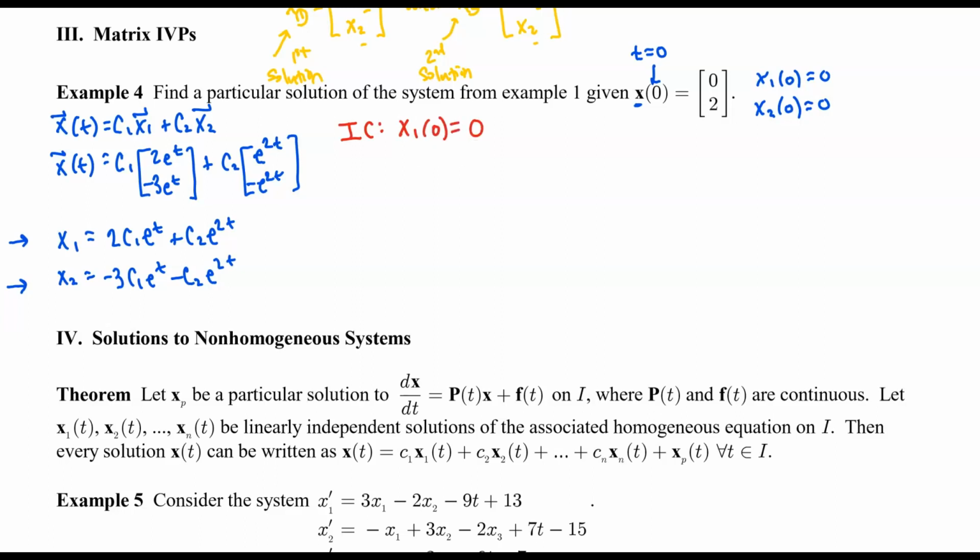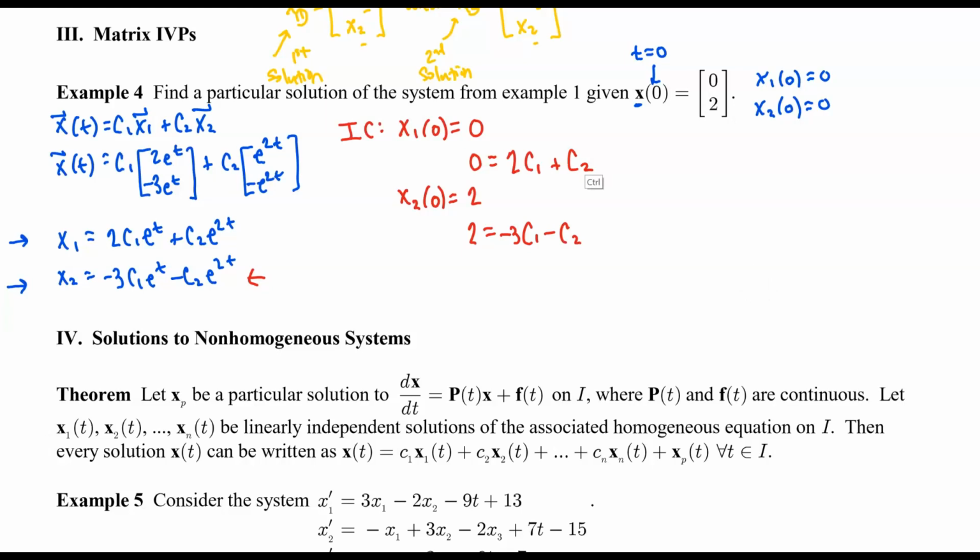So applying our initial conditions, our first one we can see is x sub 1 of 0 equals 0. So I'm going to set x sub 1 equal to 0, and I'm going to plug in 0 for t. This leads me to the algebraic equation 0 equals 2c sub 1 plus c sub 2. Our second initial condition, x sub 2 of 0 equals 2. So now I'm going to set x sub 2 equal to 2, and I'm plugging 0 in for t. That leads me to the algebraic equation 2 equals negative 3c sub 1 minus c sub 2.